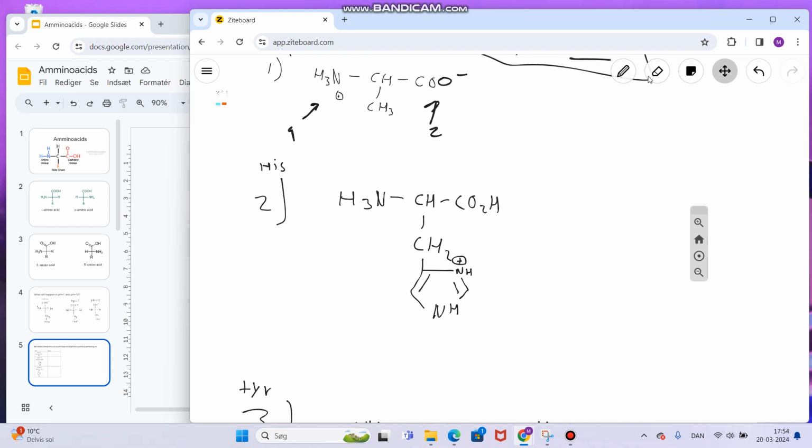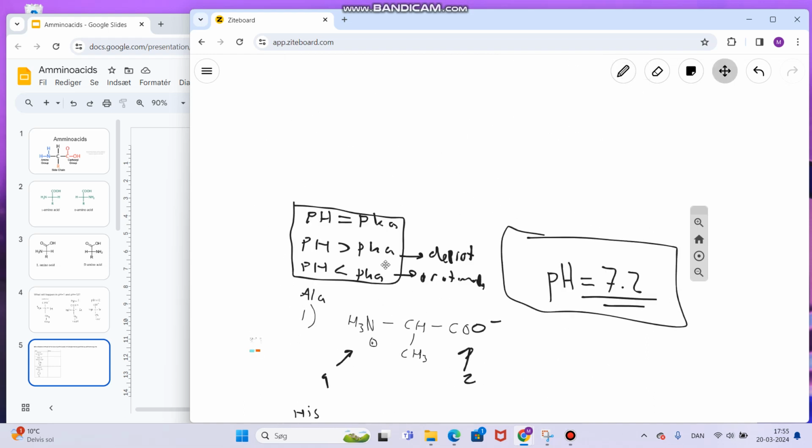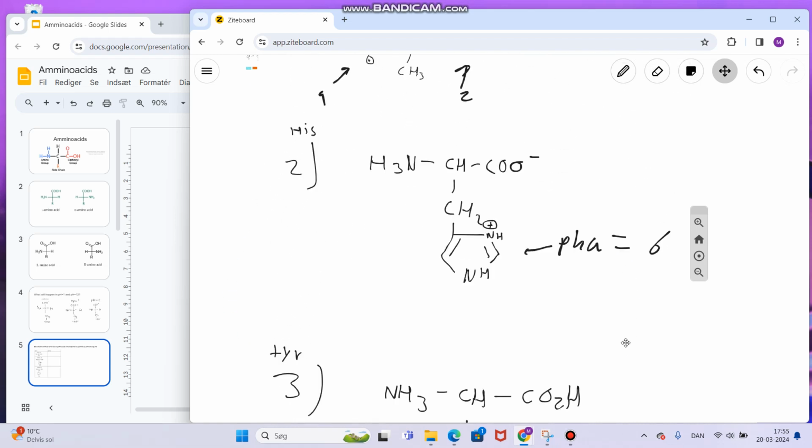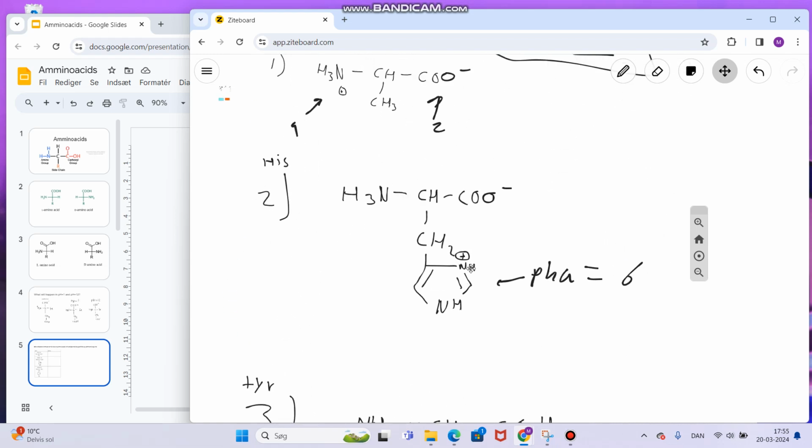And when we go on to histidine, here it's the same thing, right? We'll deprotonate. But what about this one right here? Well, we know that the pKa value for this is 6. And because the pKa value is 6, the pH is greater than the pKa, so it will deprotonate. So NH plus here will deprotonate to N, or just nitrogen.